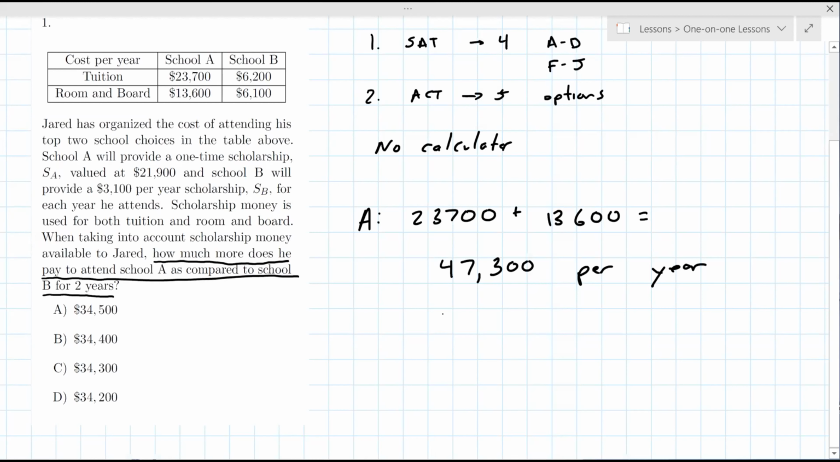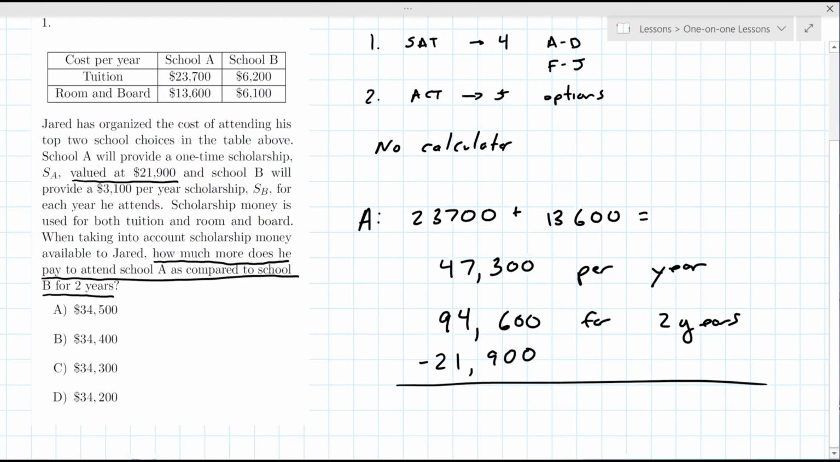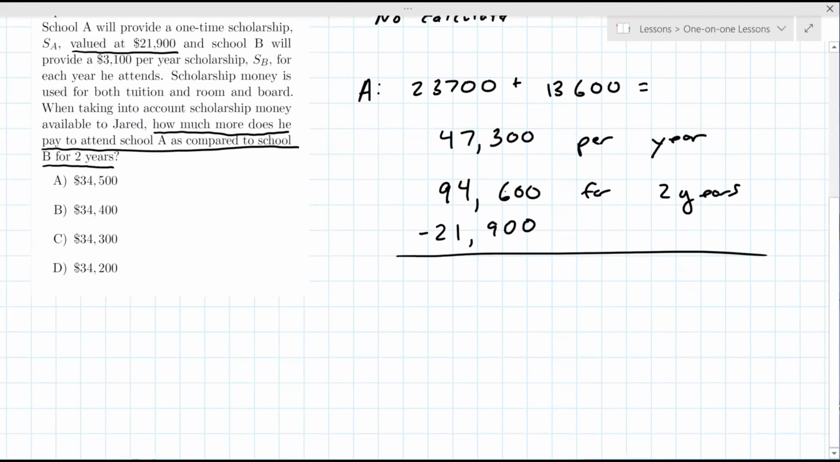So the numbers are kind of large here. $94,600 for 2 years. But he gets a one-time scholarship. Okay. So we're going to subtract 21,900 from that number to get whatever this is. So that becomes 72,700, I think. And then we have to do the same thing for School B. So this really isn't a hard question once you know what the steps are. This question is designed to get you to extract the information that's needed.